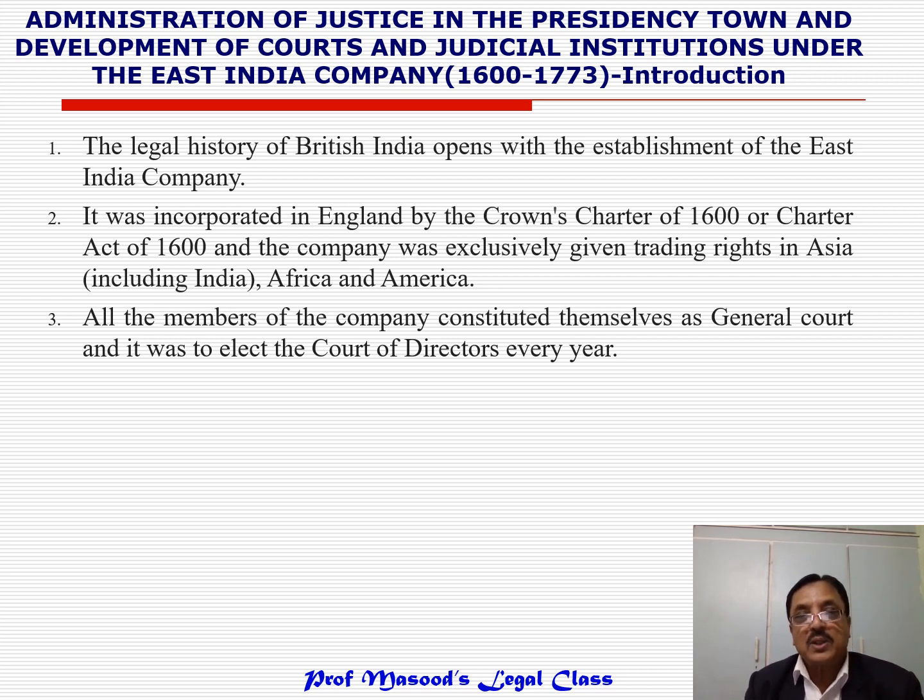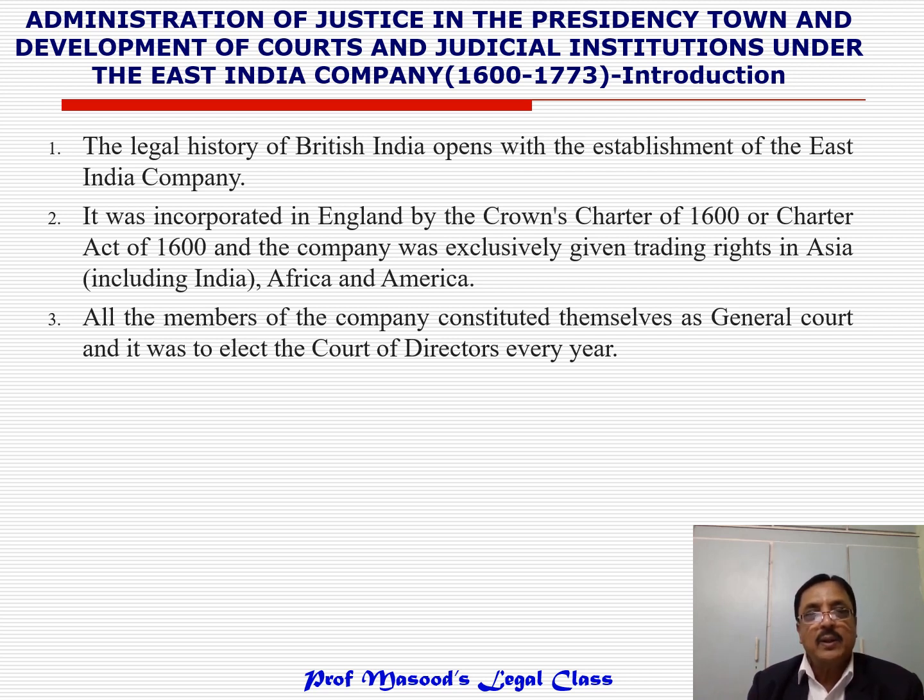All the members of the company constituted themselves as a general court, and it was to elect the court of directors every year. In the present scenario, if you have a background in commerce at 11th or 12th standard, or you are from BCom or BCom Honors or BBA, you know the concept of joint stock company. Now in the present era, the joint stock company is registered with the Registrar of Companies. The present act is the Companies Act 2013. Previously we used to have the Companies Act 1956, which gives all the provisions. But here we are talking about the year 1600. So the East India Company was incorporated with the charter.